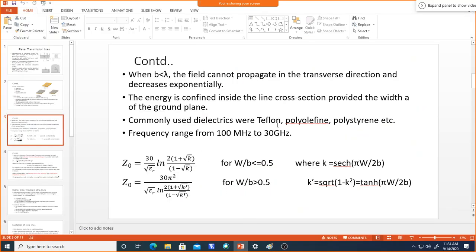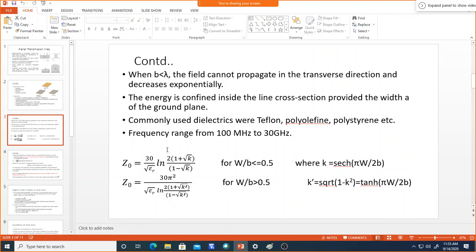Commonly used dielectrics are Teflon, olefin and polystyrene. For the strip lines, since we need two substrates in between the conductor, these are the preferable substrates. And as I said, if you want to use a low loss substrate, you can go for the Rogers material. The frequency range for which this strip line can be designed is from 100 megahertz to 30 gigahertz.